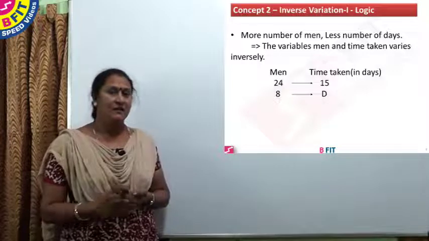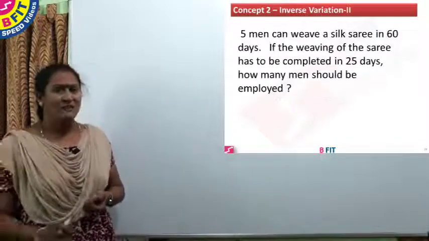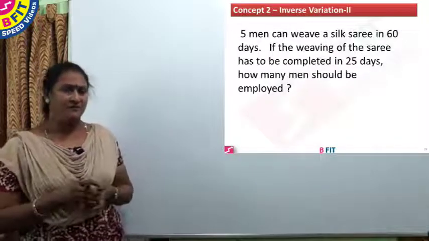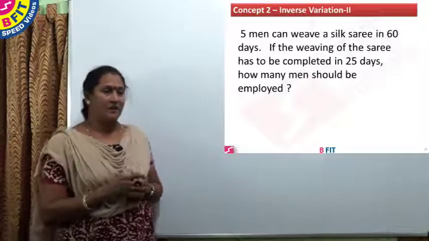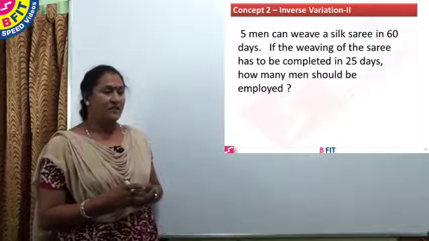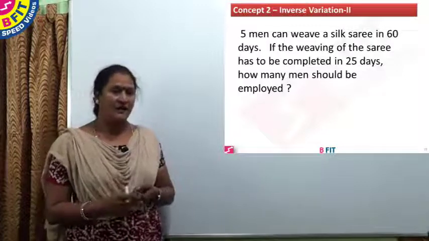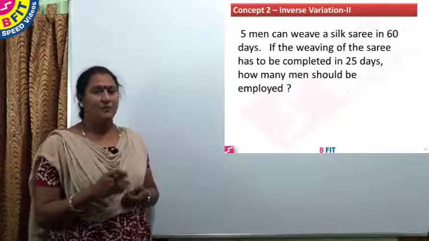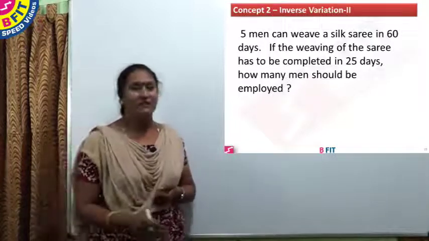So we'll see another example. Example 2 for inverse variation. 5 men can weave a silk saree in 60 days. If the weaving of the saree has to be completed in 25 days, how many men should be employed? So we'll see the working.